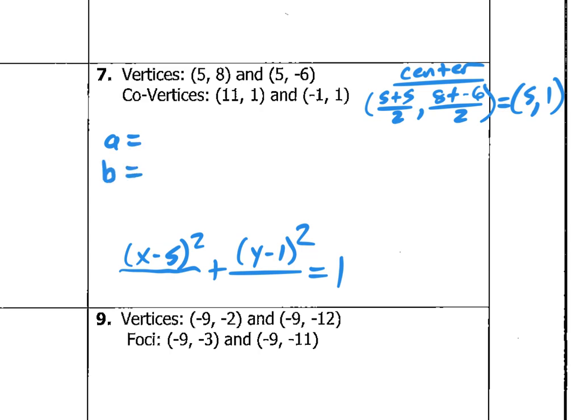Okay, (5, 1) is my center. So here's the question that we've got to ask ourselves. If I could go from (5, 1) to (5, 8), notice that the 5 stays the same, right? The x value is not changing. The y value is changing. So I'm going to go from 1 to 8. How far do I have to move to get from 1 to 8?